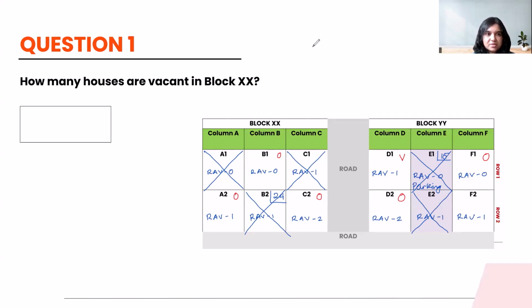Here's question 1 for us. How many houses are vacant in block XX? We know that A1, B2, and C1 are definitely vacant and the other 3 are definitely filled up. That means the answer to this question would be 3, which is A1, B2, and C1.